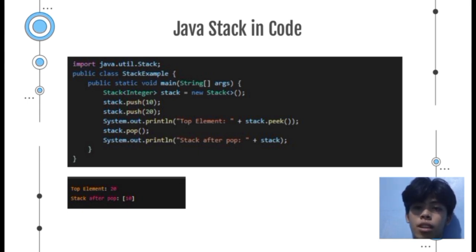Since stacks follow the last in, first out rule, pop removes 20, which was the most recently added element. After that, 10 is now at the top. Finally, we print the stack to check the remaining elements, and it shows 10. This confirms that 20 has been removed while 10 remains in the stack. To summarize, we created a stack, added values using the push method, checked the top value with the peek method, and removed the top element using the pop method.